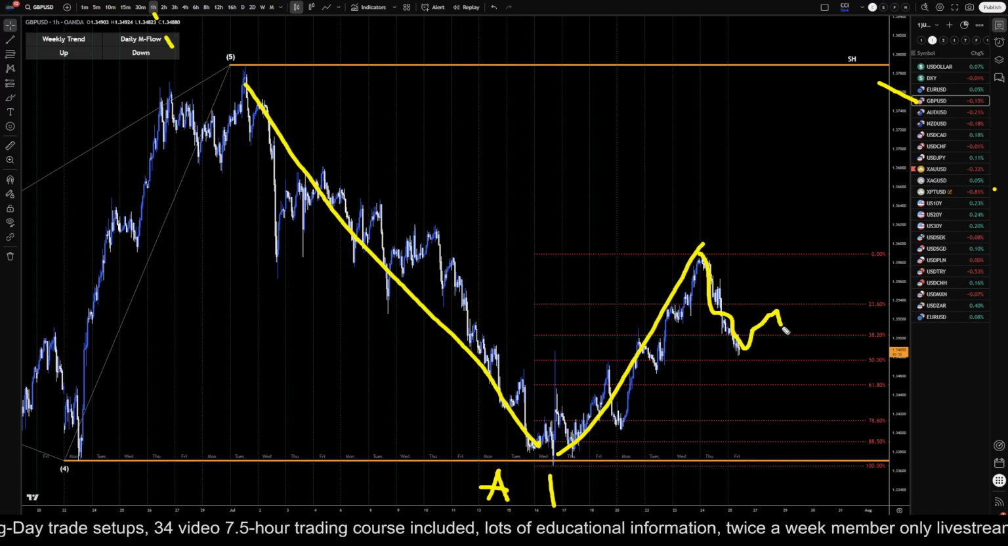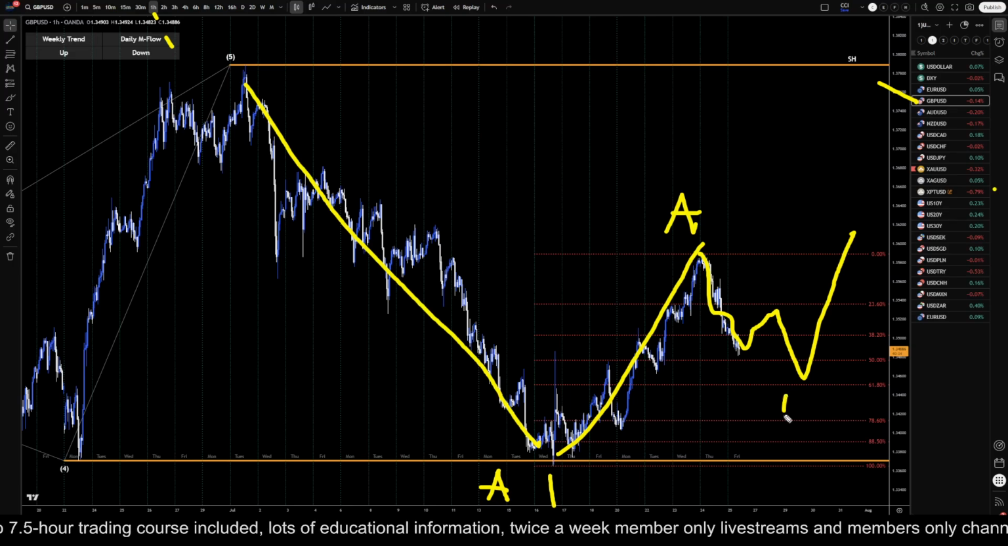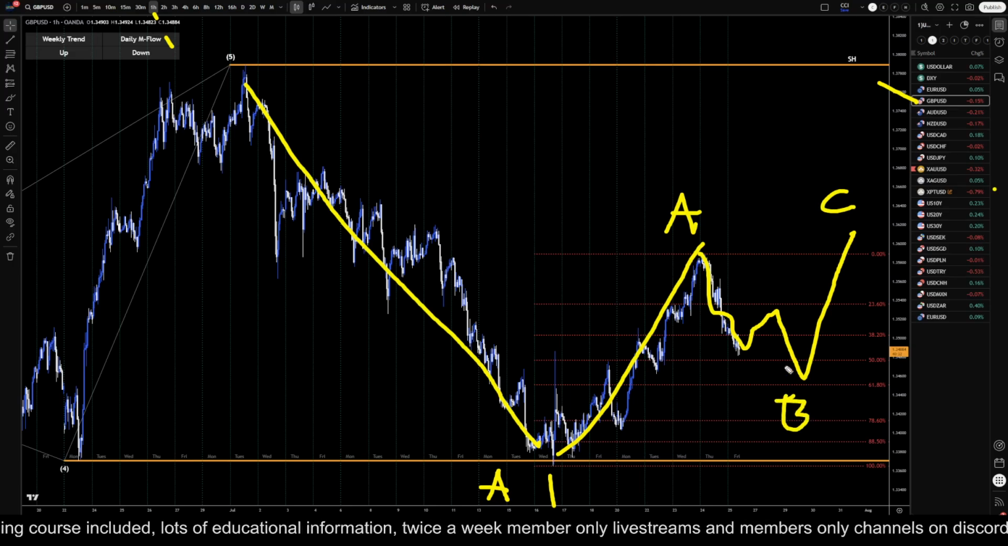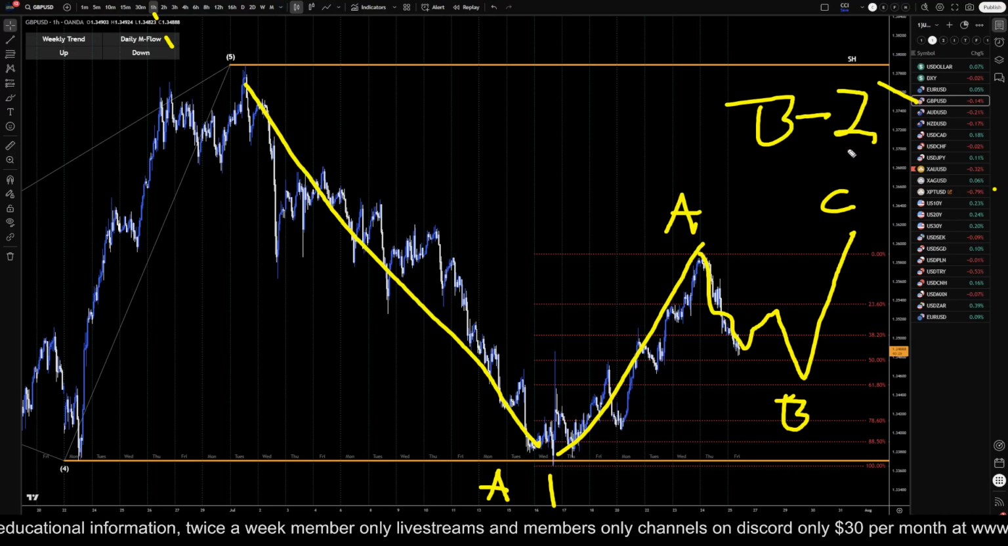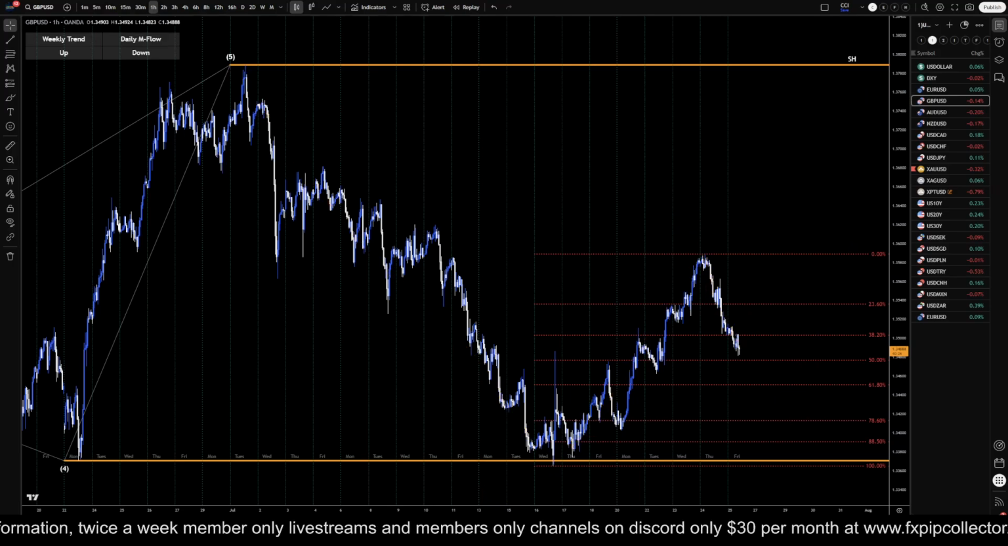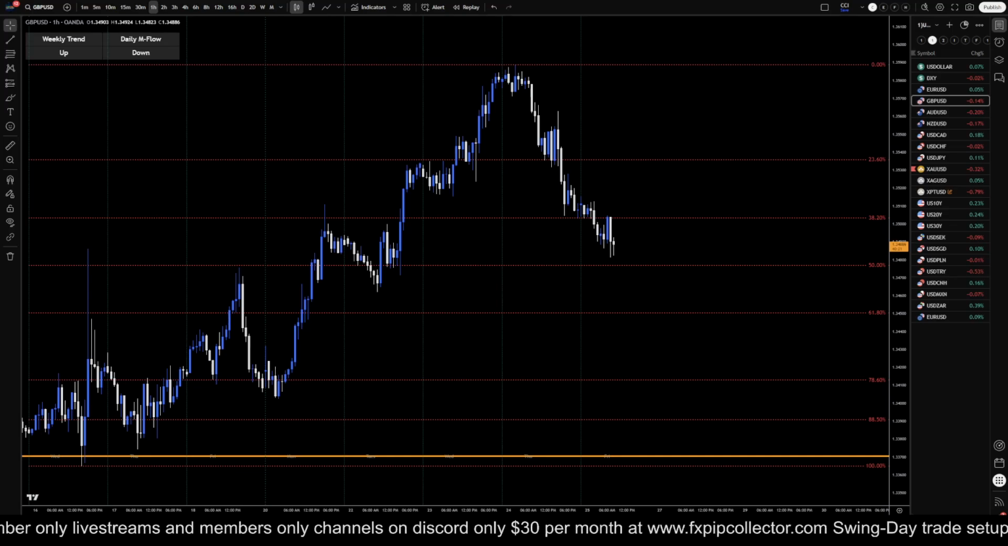More than likely it's going to end up making some sort of a three-way pattern like that, in my opinion, some sort of an A, a B, and a C, probably an ABC of B, and an A or an ABC of two. And luckily, we trade a wave two and a wave B exactly the same, so it shouldn't be too much of a big deal.